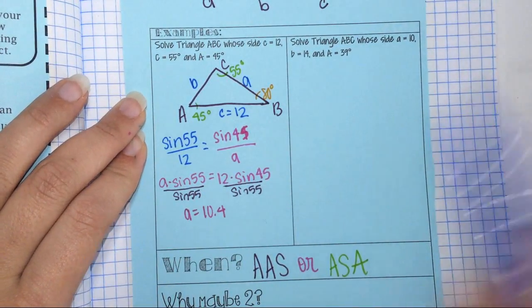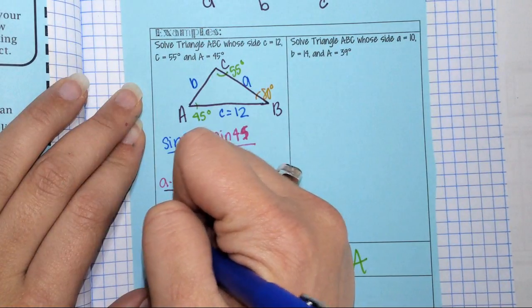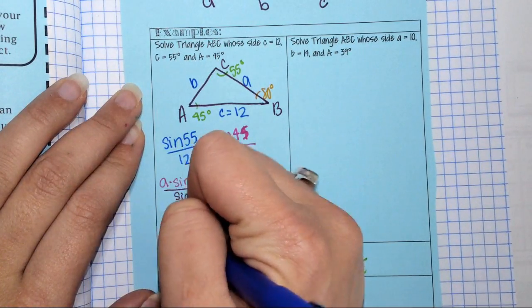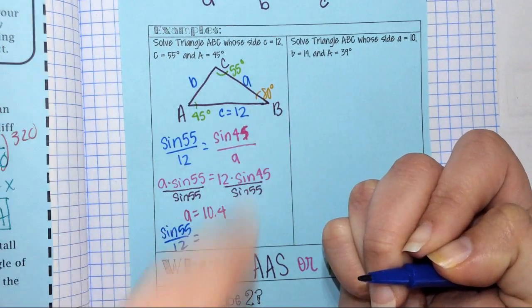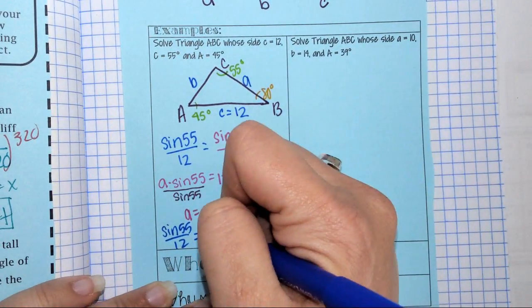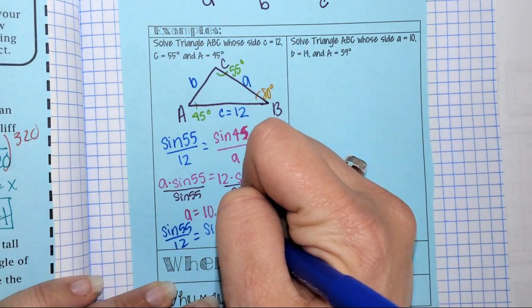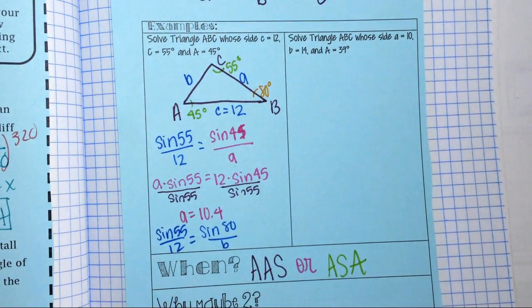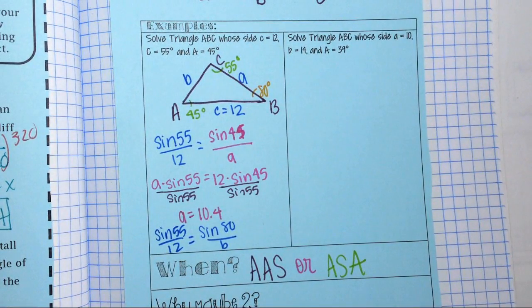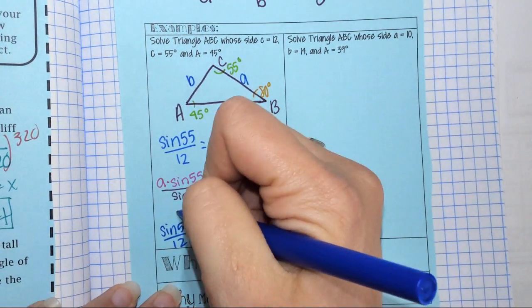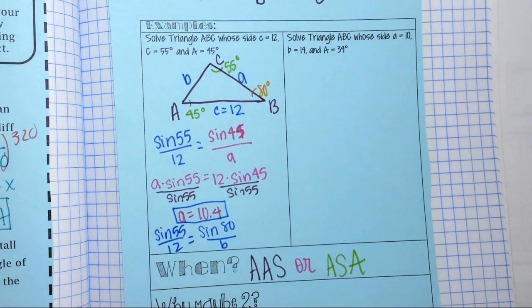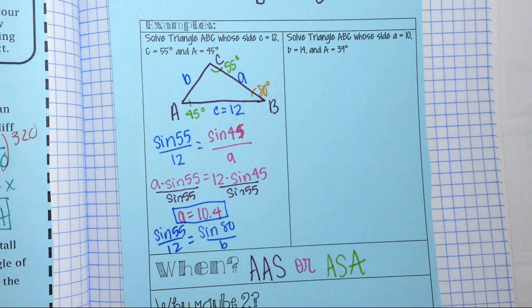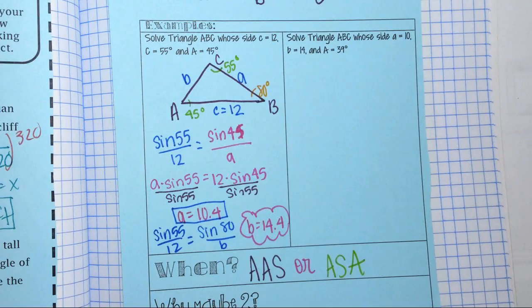All right, so our ratio for C would be the sine of 55 divided by 12 equals, now we're finding baby B. What's our angle measure for B? So you would say sine of 80 divided by baby B. And then you cross multiply. That's it. Did everybody get 14.4? Yes.